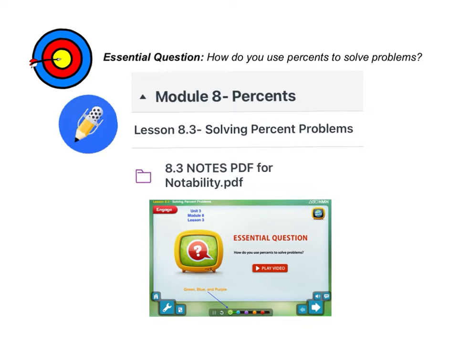This lesson is for the HMH 8.3 solving percent problems. The essential question is, how do you use percents to solve problems? You are going to want to make sure you have your notes for 8.3 open in Notability so you can fill in the information as I walk you through the lesson. If you are not able to get into the HMH lesson, you can use this video to complete your notes.